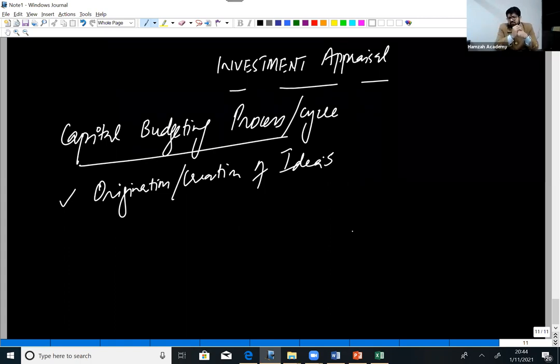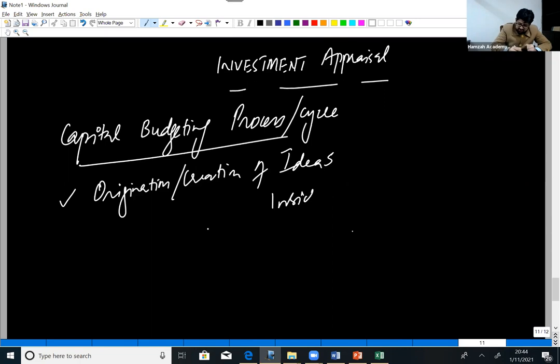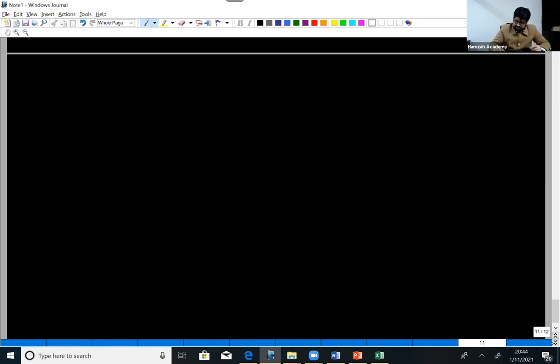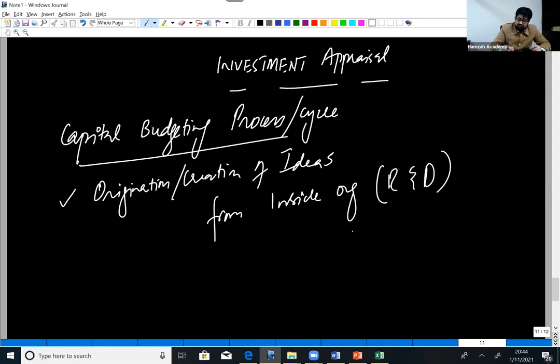Where do these opportunities and ideas come from? They may be from inside the organization. For example, your research and development, R&D, department develops some product. It is your own department. For example, the COVID-19 vaccine. People are working on it, and in research and development a huge amount is being spent.